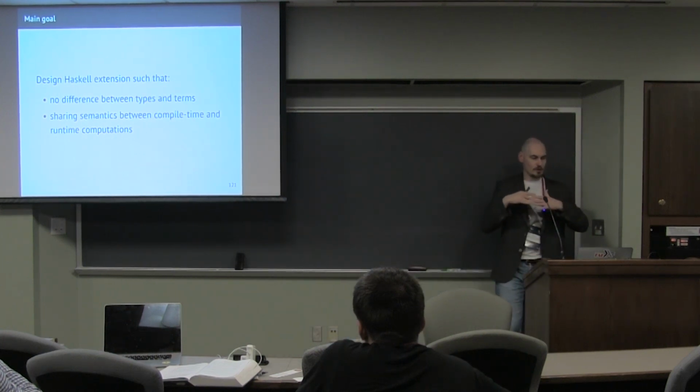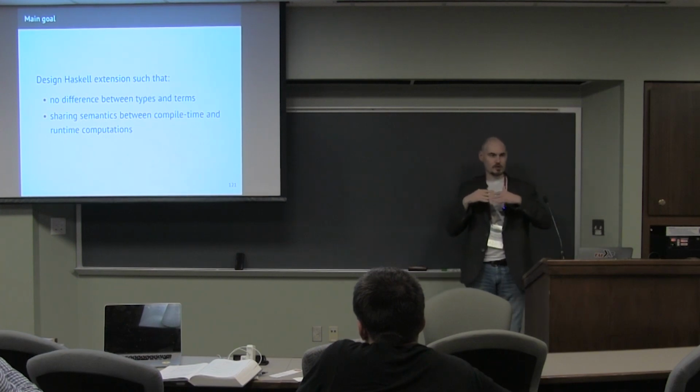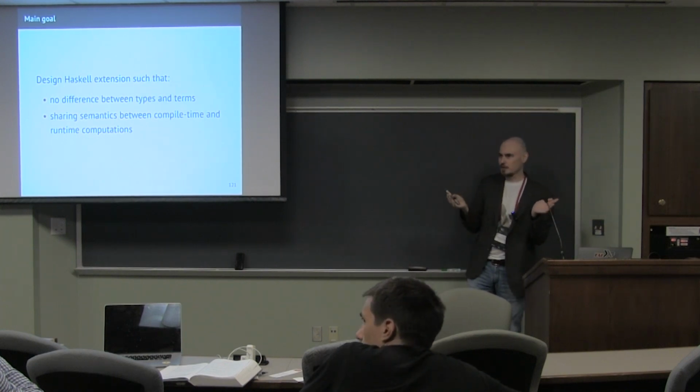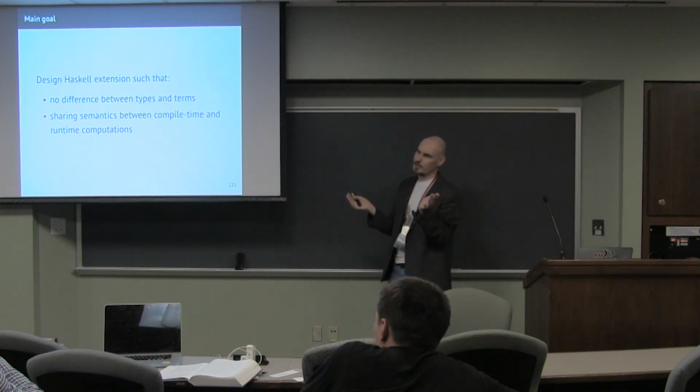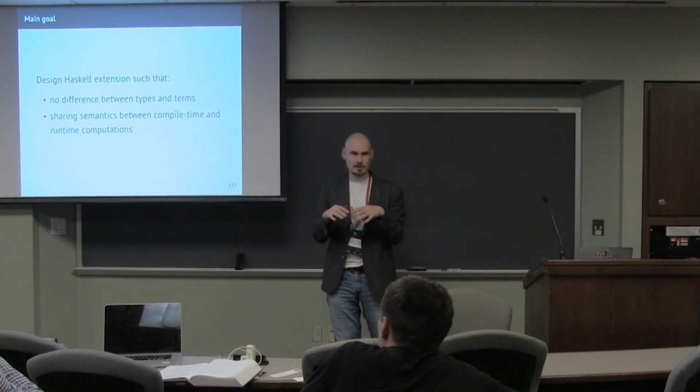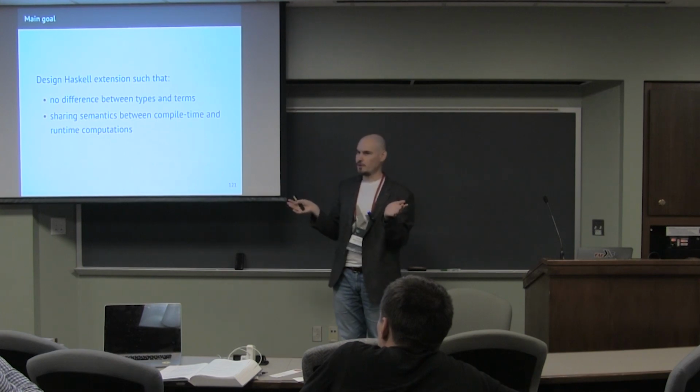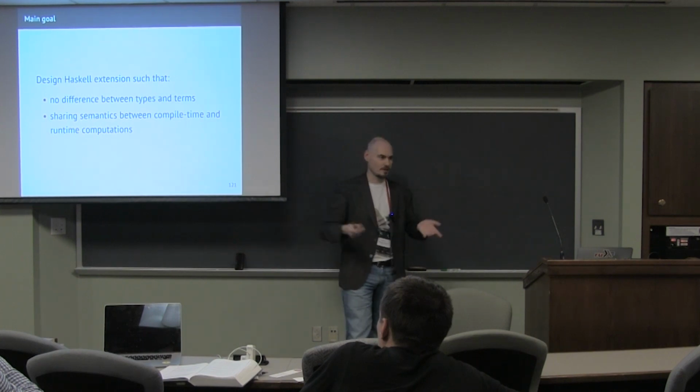And then we also want to do this thing. We want to share semantics between evaluation at runtime and compile time. Because in dependent types, when you have values and types, some of the computation is done at runtime, some of the computation is done at compile time, and you want to do it in the same way. You don't have to provide different algorithms for these computations.